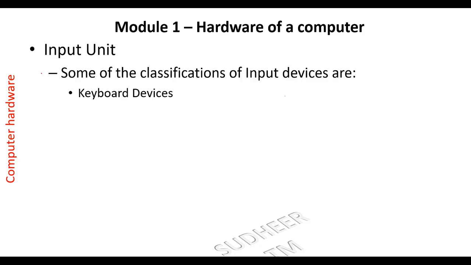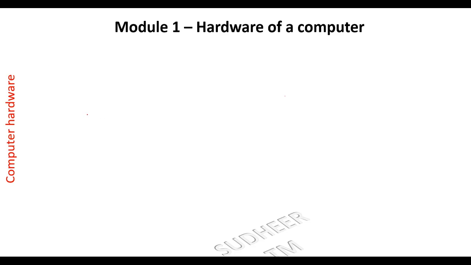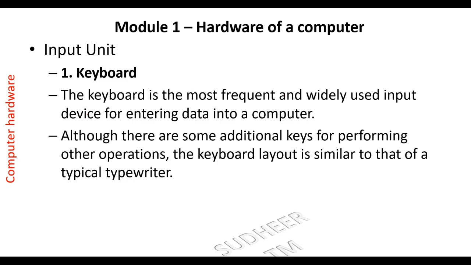Then some of the classifications of the input device. To continue, input device examples are keyboard, pointing device, composite devices, game controller, visual devices, audio input devices. These are all input device examples. Keyboard is a frequently used, widely important device.